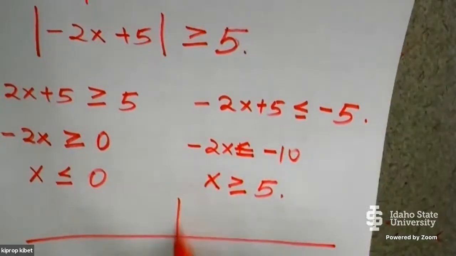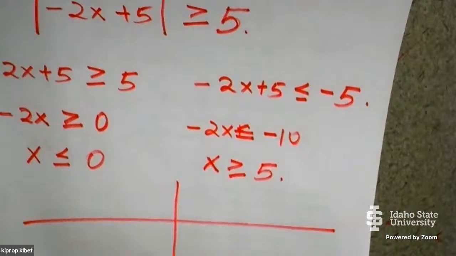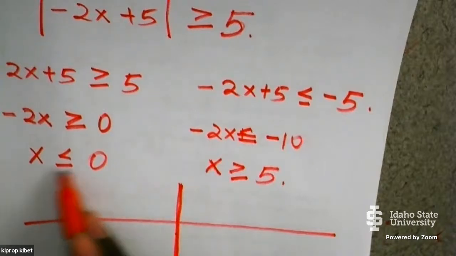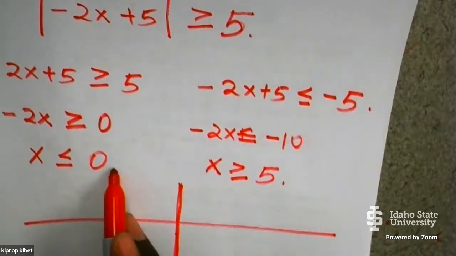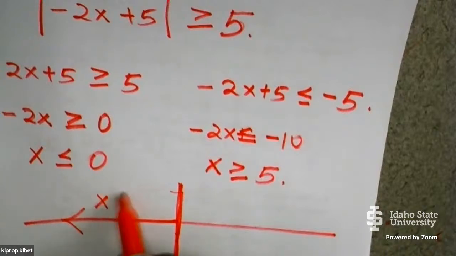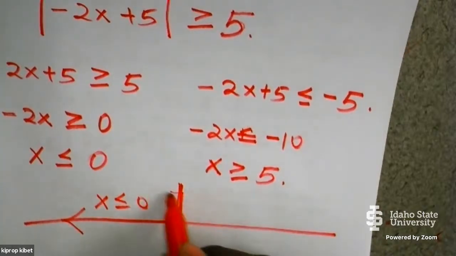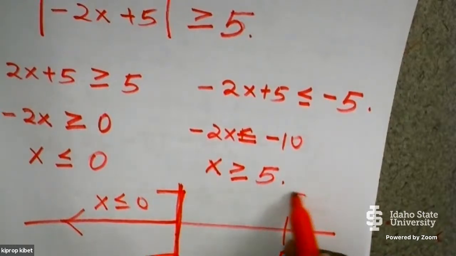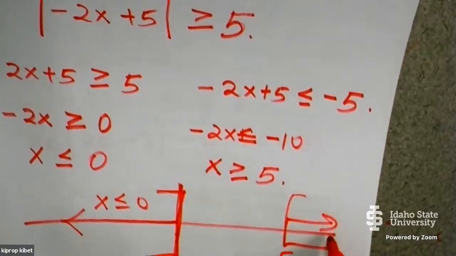Right? And then you come and draw that. So when you draw that one, this is 0, and x is less or equals to 0, so it goes this way. The other one is x greater or equals to 5, so 5 is here, greater or equals to 5.